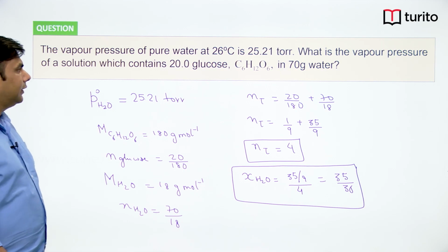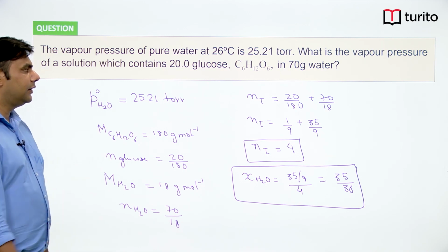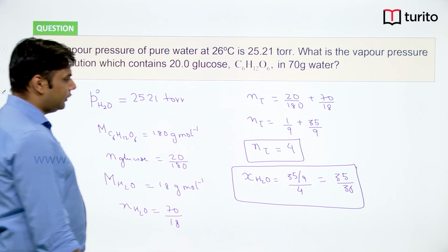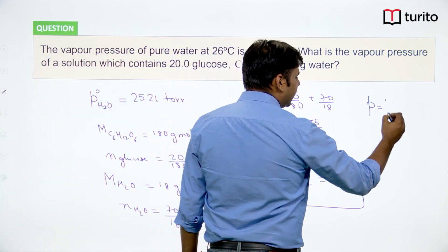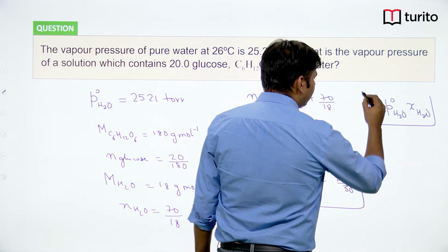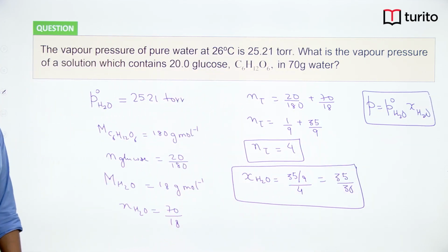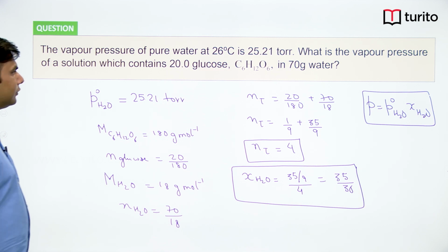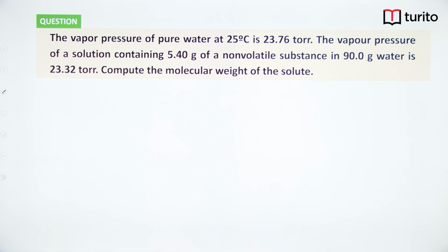Now we want to find the vapor pressure over the solution when 20 gram of glucose is added to 70 gram of water. So P is equal to P naught of water into X of water, since water is the only volatile component. We know P naught is 25.21 and the mole fraction is 35 by 36, so we just multiply and we get the value of P, the vapor pressure over the solution. That has clearly decreased because we have added a non-volatile glucose in the solvent. So let us solve this now.